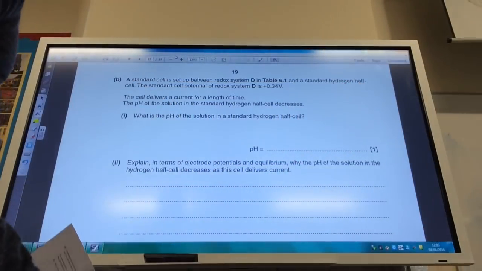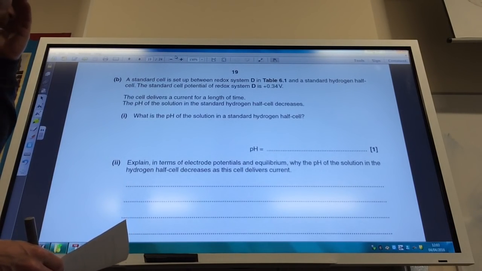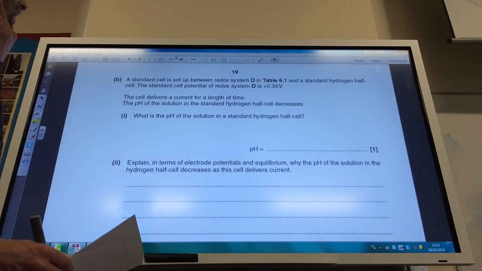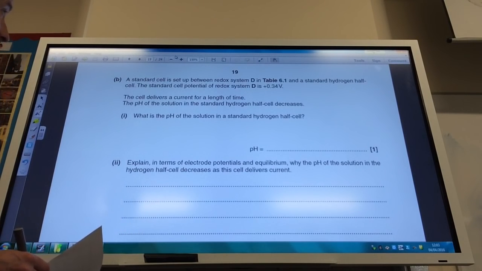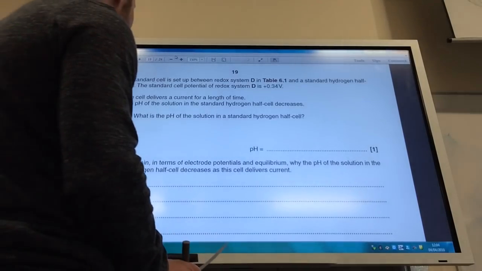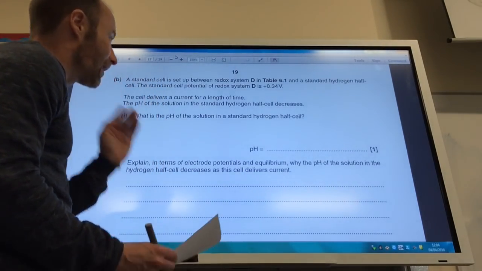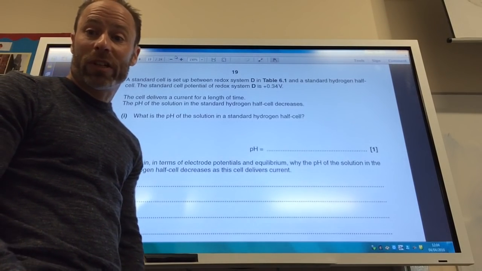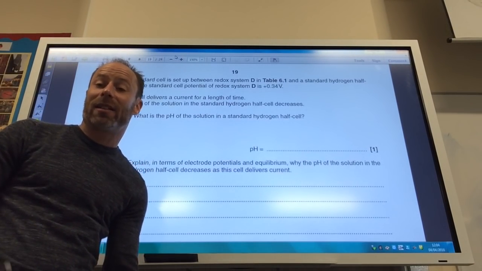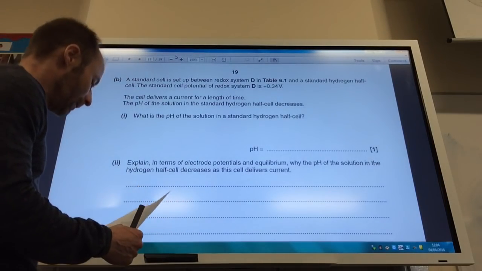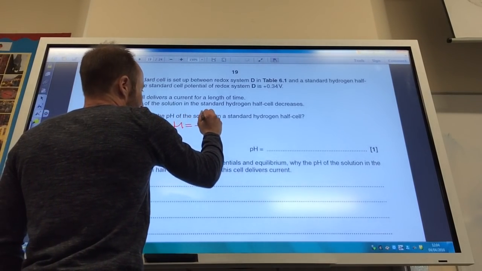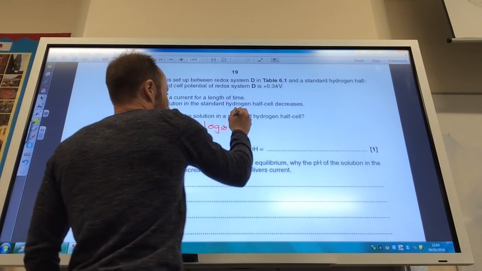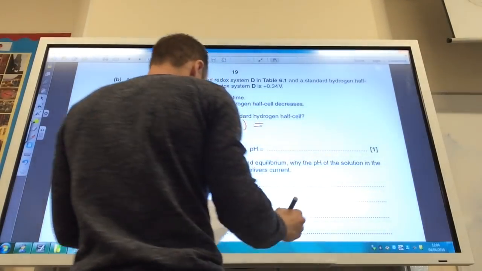Right, okay, so moving on to B. Standard cell is set up between a redox system D and a standard hydrogen half cell, and the standard potential of D is plus 0.34 volts. The cell delivers a current for a length of time and the pH decreases. What is the pH of the solution in a standard half cell? Well, the concentration of hydrogen ions in the standard hydrogen half cell is 1 mole per decimeter cube. So pH is minus log to the base 10 of 1 mole per decimeter cube, and if you do that, it comes to zero.